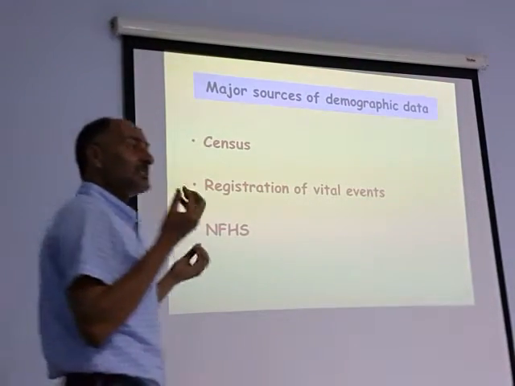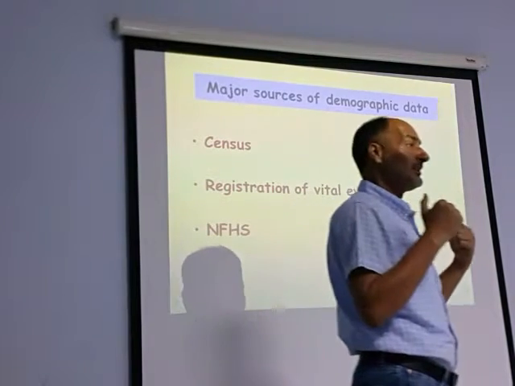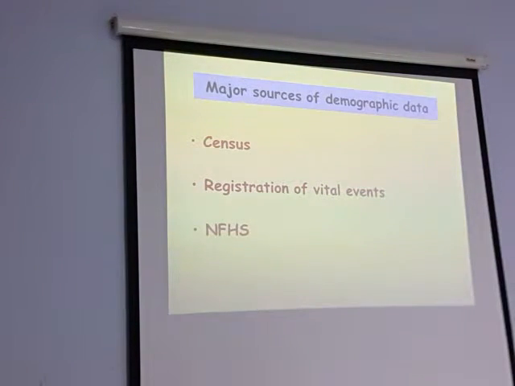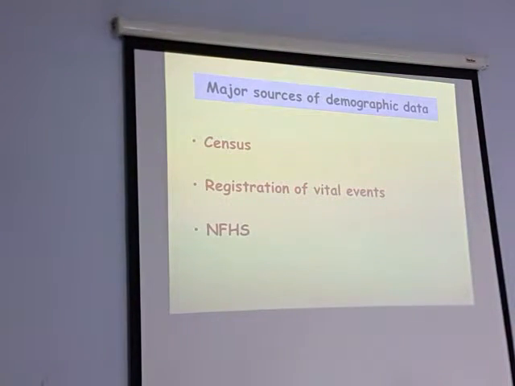But where do you get the data on the number of people? Where do you get it? These are the major sources. One is called a census. If you remember, every 10 years, people come to your house, they knock at your door. Yes, please, who is the head of the household? How many people are there? What's your age? What's your gender? What's your education? What's your income? They take this.